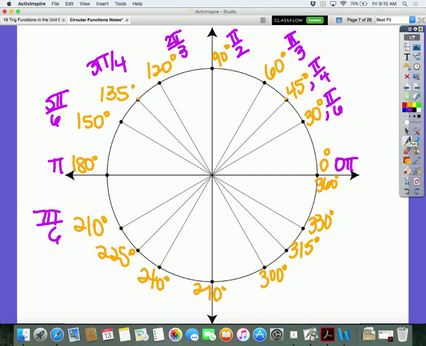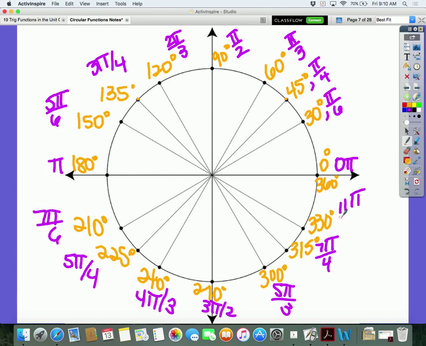Now, that's just the default. You do need to commit these to memory, okay? Because you are timed on this IB exam, and you can't recreate the unit circle, like the whole thing, okay? So it's best to commit this to memory. After this comes 5 pi over 4. 4 pi over 3, 3 pi over 2. After that, 5 pi over 3, 7 pi over 4, and 11 pi over 6.